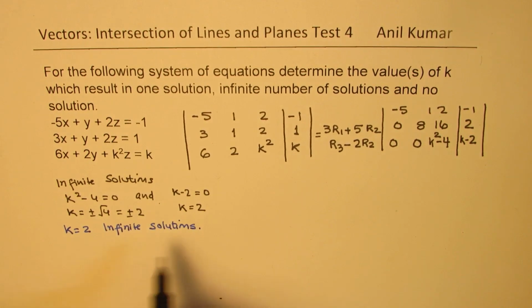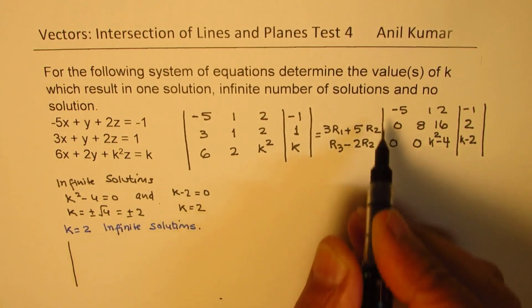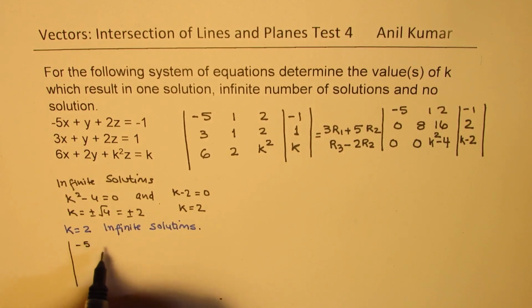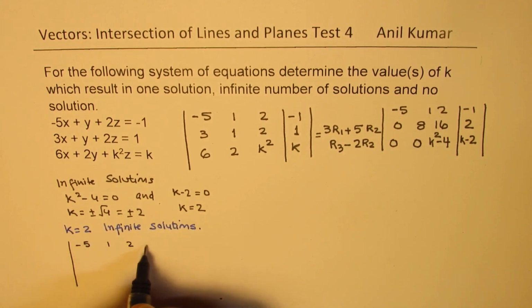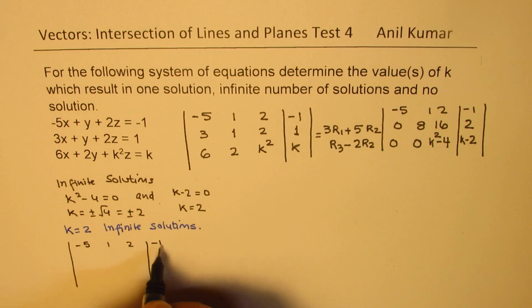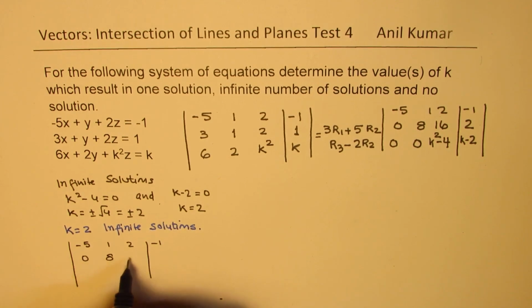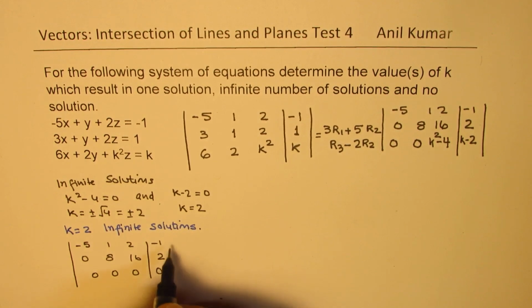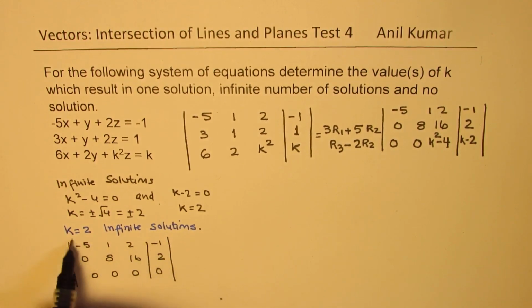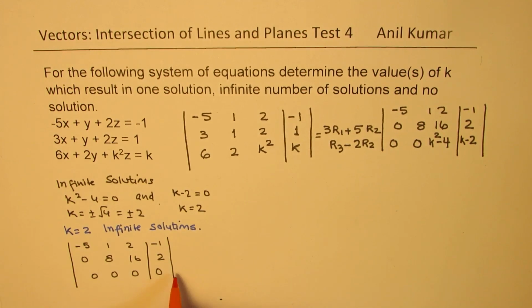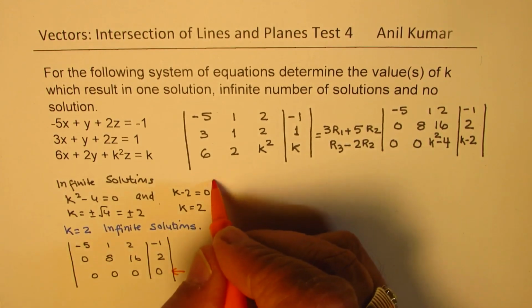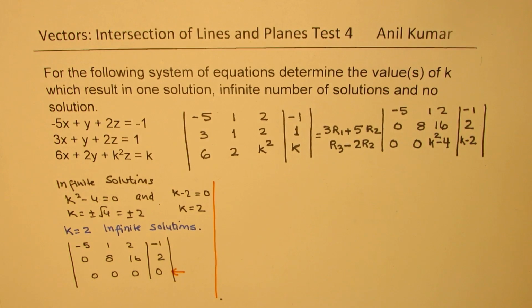Right? So if that is the case, if I put k equals to 2, then we'll get our augmented matrix as minus 5, 1, 2, minus 1, 0, 8, 16, 2. And we get here 0, 0, 0, 0, right? Do you understand? So this is for k equals to 2, and that gives you infinite solutions, since this is one parameter, which is a line, right? So this results into a line.